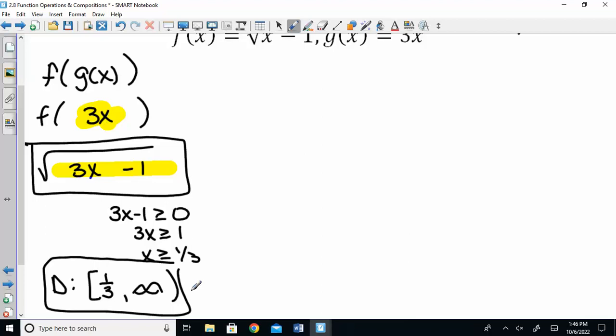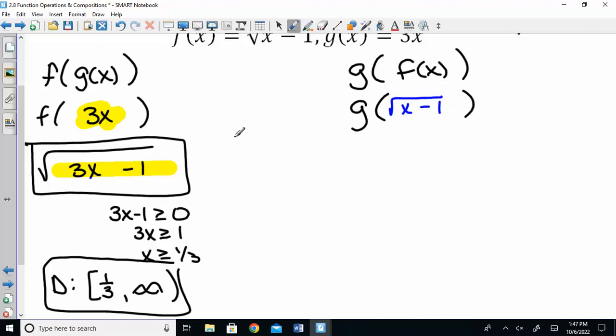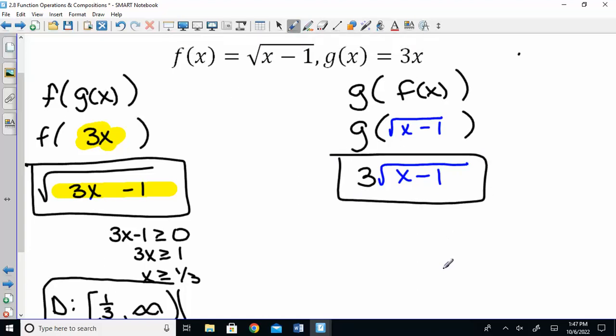All right. So then if we go the other way, g of f of x. So f of x was the square root of x minus 1. So if I plug that into g, g is 3 times whatever we plug in. So it's just 3 times the square root of x minus 1. Okay, nothing we can do to simplify there. So that's my answer.